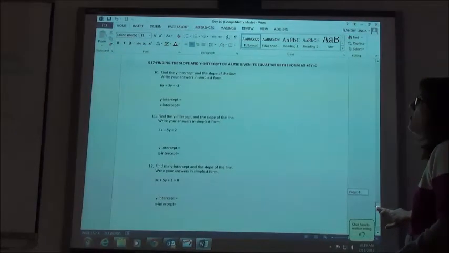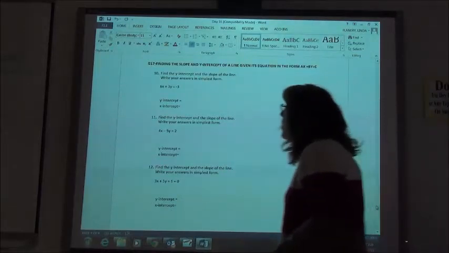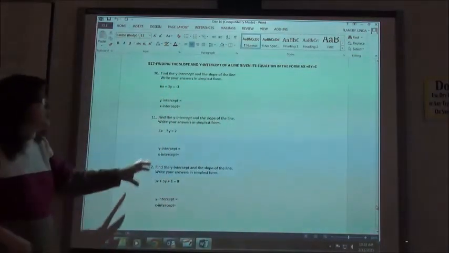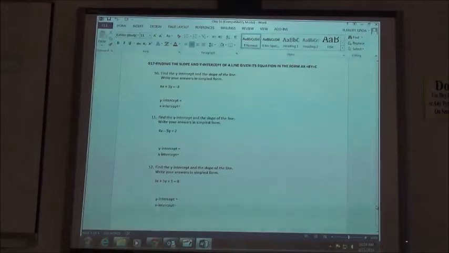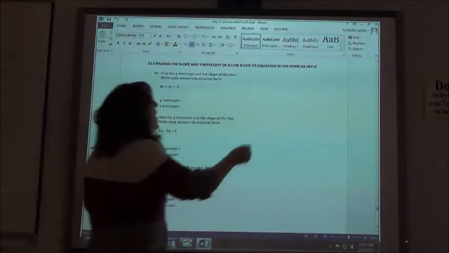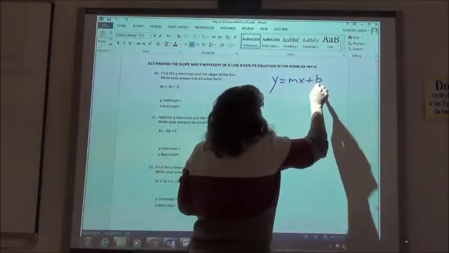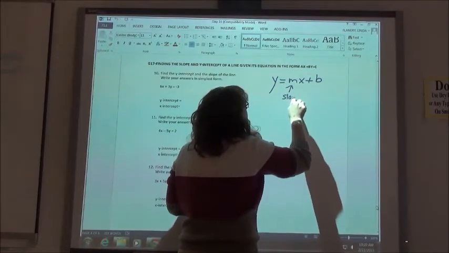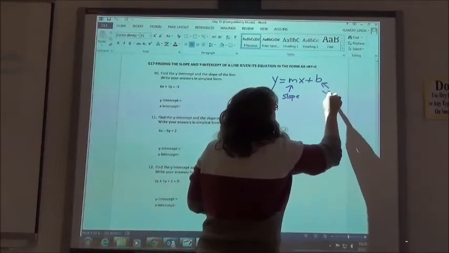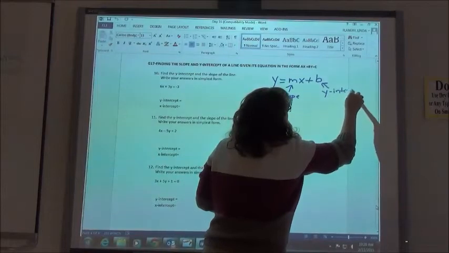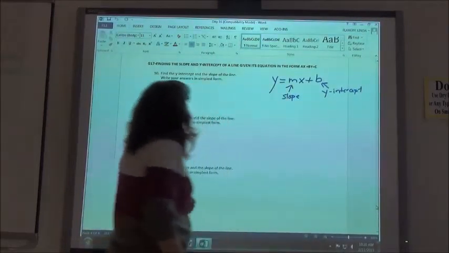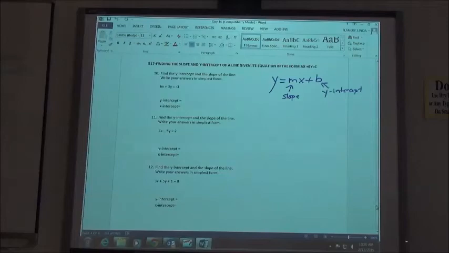Numbers 10, 11, and 12 are getting you to the point of understanding your equation, and they want you to find the y-intercept and the slope of your line. Well, we talked at the very beginning, if I have my line in this form, y equals mx plus b, I know the number in front of the x is the slope, and the other number is the y-intercept. So what they're going to do is have you rearrange those equations and solve them for y so that you can then answer the questions.